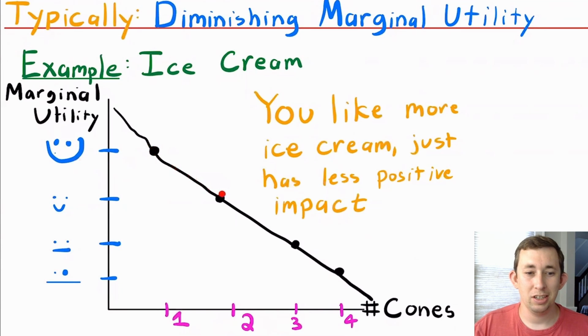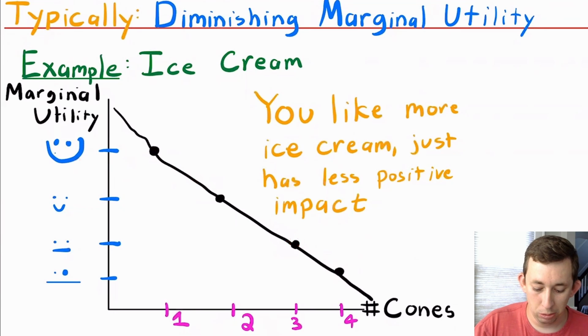I get a second ice cream cone and I'm still happy about it, but I'm not as happy as I was when I got that first ice cream cone. Now by the fourth ice cream cone, I'm feeling pretty meh about it. I'm not a whole lot happier with 4 ice cream cones than I was at 3, so we would say that my marginal utility is diminishing.